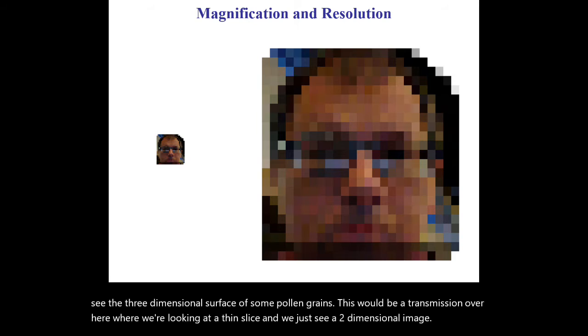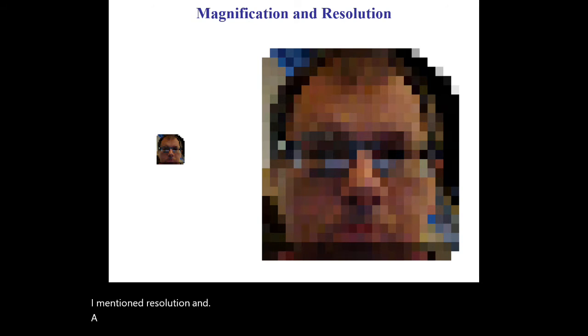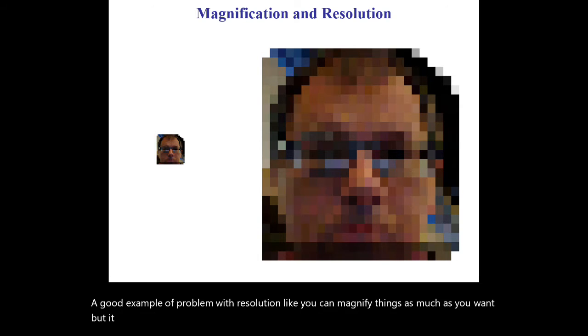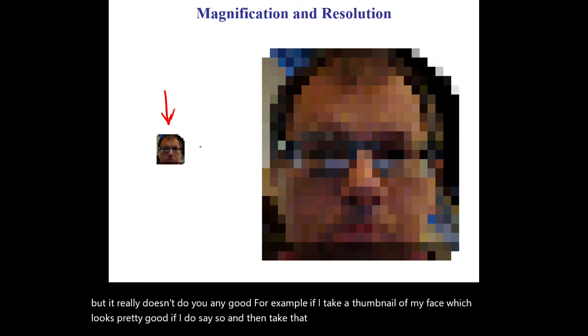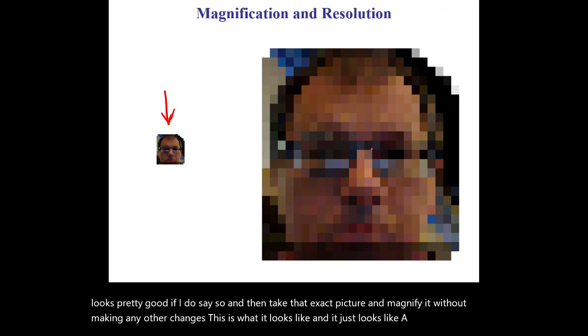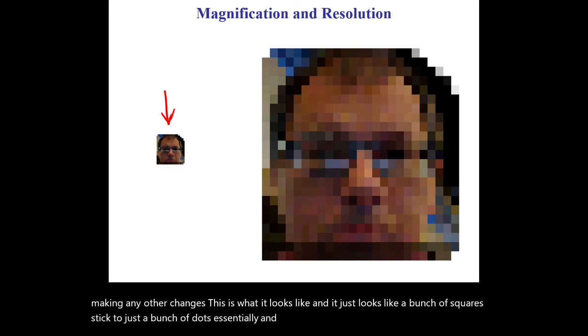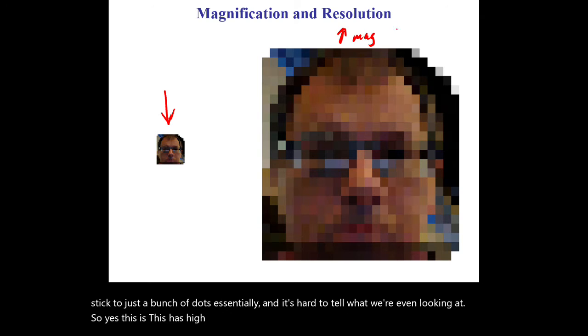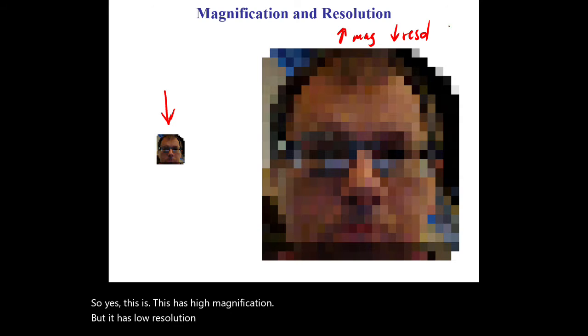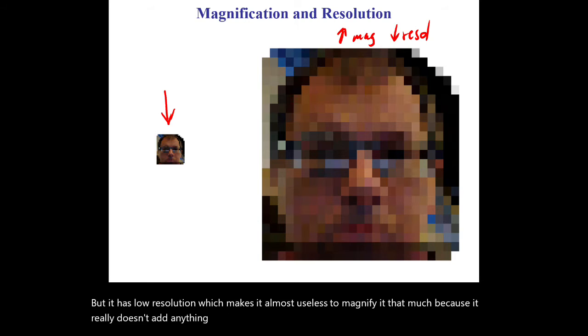I mentioned resolution, and a good example of a problem with resolution is that you can magnify things as much as you want, but it really doesn't do you any good. For example, if I take a thumbnail of my face, which looks pretty good if I do say so, and then take that exact picture and magnify it without making any other changes, this is what it looks like, and it just looks like a bunch of squares, just a bunch of dots essentially. And it's hard to tell what we're even looking at. So yes, this has high magnification, but it has low resolution, which makes it almost useless to magnify it that much, because it really doesn't add anything to the precision of the image.